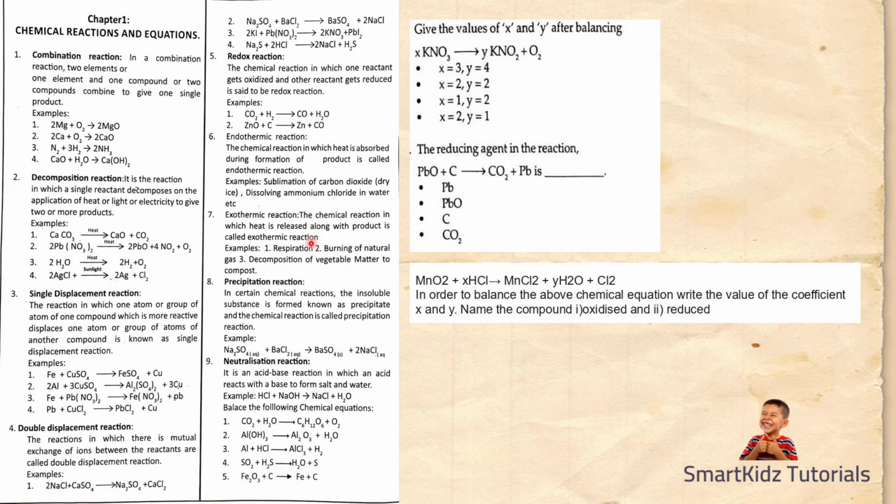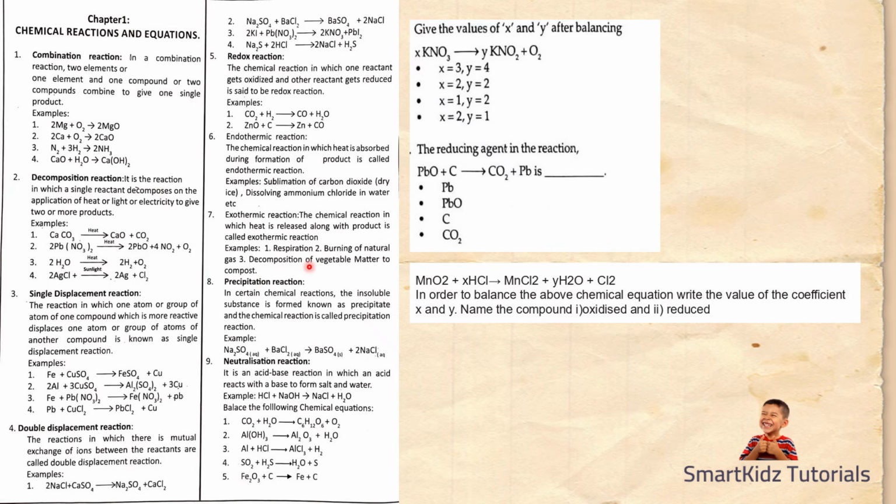What are the examples of exothermic? Very important: respiration. When we breathe, our breathing is called respiration, right? We take in oxygen, we breathe out carbon dioxide. Heat is involved in that. That is why it is called an exothermic reaction. Respiration is an exothermic reaction.